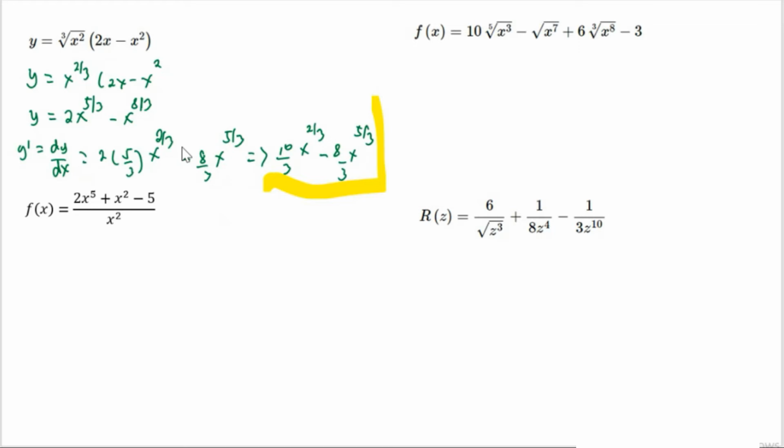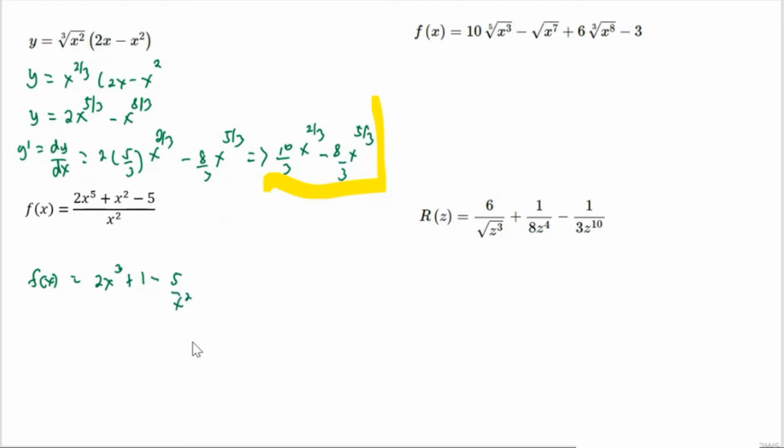Now for the next number, we have a ratio form or a quotient form. So before we use the quotient rule in finding the derivatives, let us manipulate first by dividing each term. So we can write now, we have f of x is equal to (2x raised to 5 plus x squared minus 5) all over x squared. So dividing each term now, 2x raised to 5 over x squared. So the quotient now is 2x raised to 3 plus x squared divided by x squared is equal to 1 minus 5 over x squared.